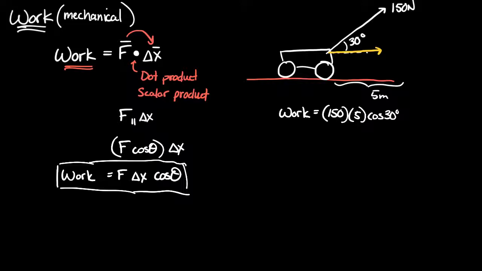All right, you guys should be done by now. So we multiplied this out. We got 650. The unit for force is Newton. The unit for displacement is meter. So technically it'd be 650 Newton meters, but these have been given a different name. It's 650 joules of work.